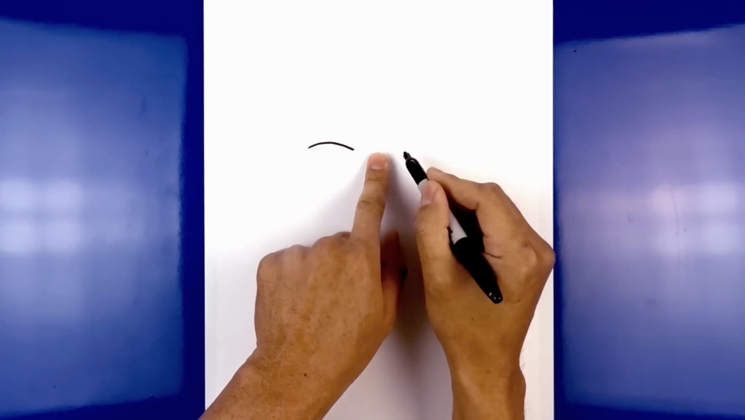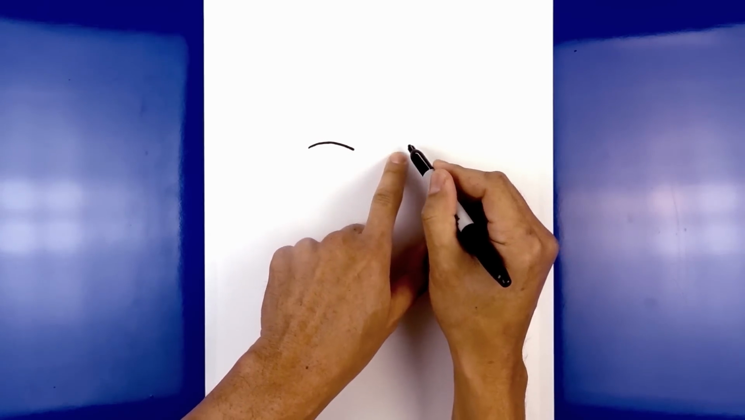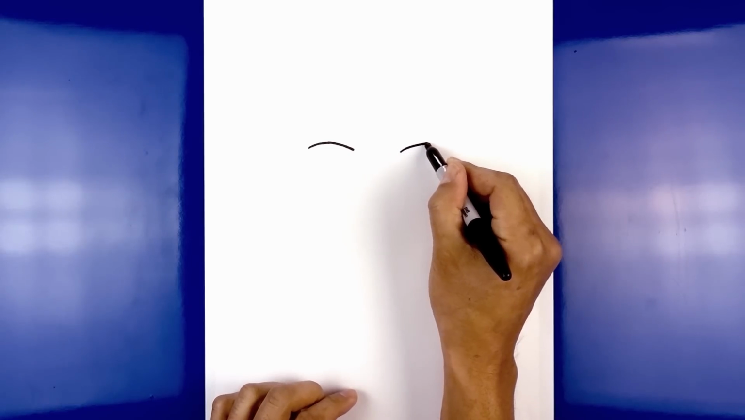Let's leave a gap in the center and do the same thing on the right. So we're going to line up the inside of the eyelid on the right. We're going to curve up and then back down.